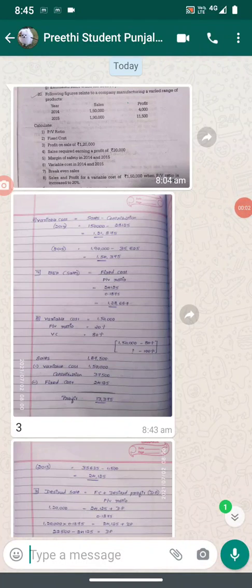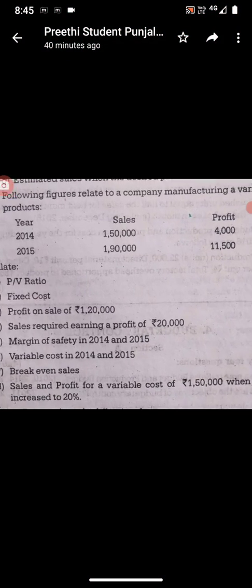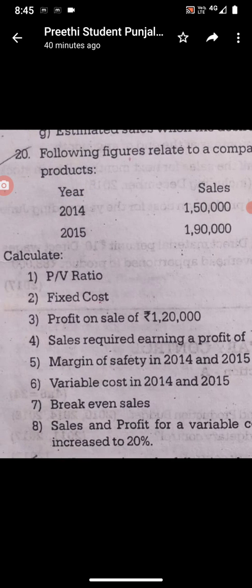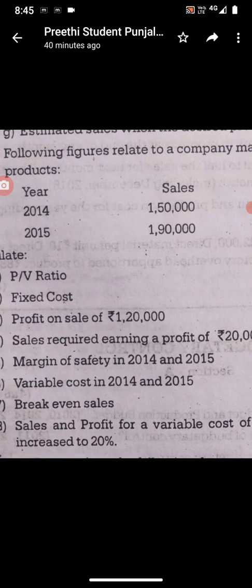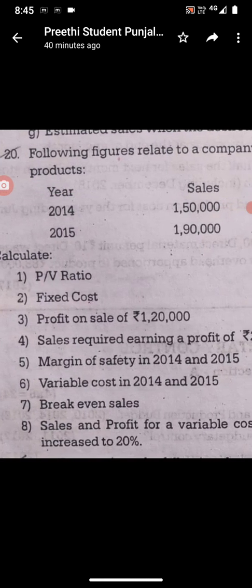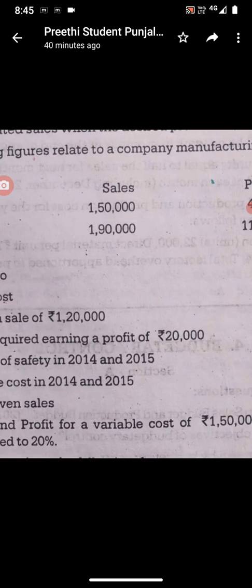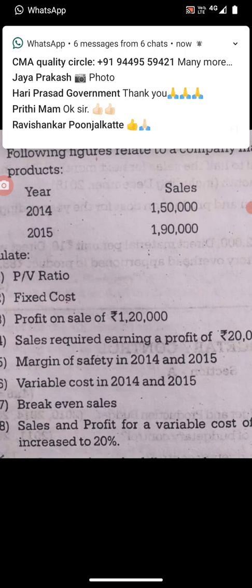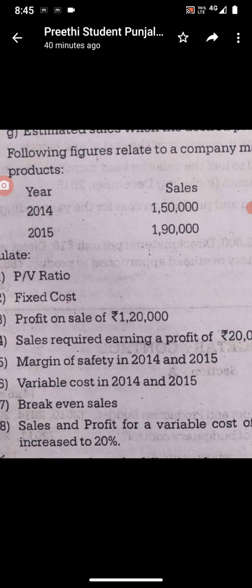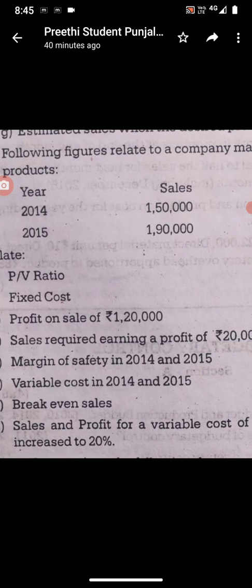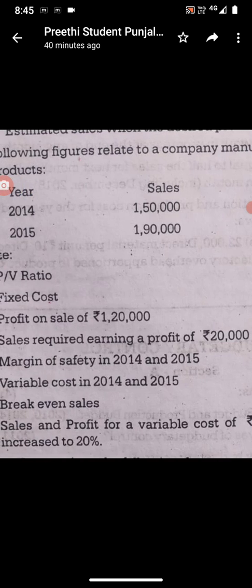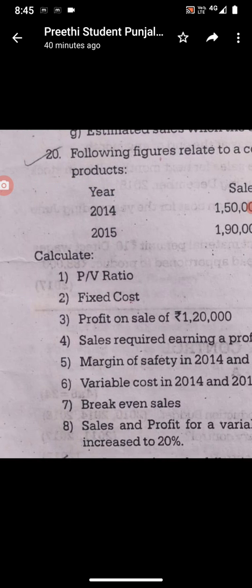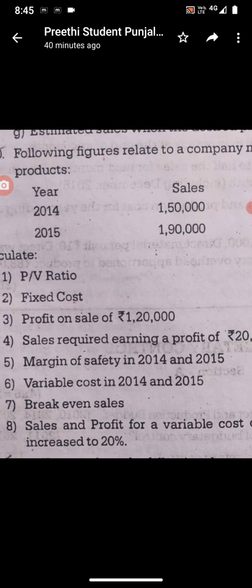Friends, good morning. Let us look at the problem of marginal costing. The following figures relate to a company manufacturing a varied range of products. Sales and profit are given: 2014 sales 1,50,000 and profit 4,000; 2015 sales 1,90,000 and profit 11,500. We have to calculate PV ratio, fixed cost, and profit on sale of 1,20,000.